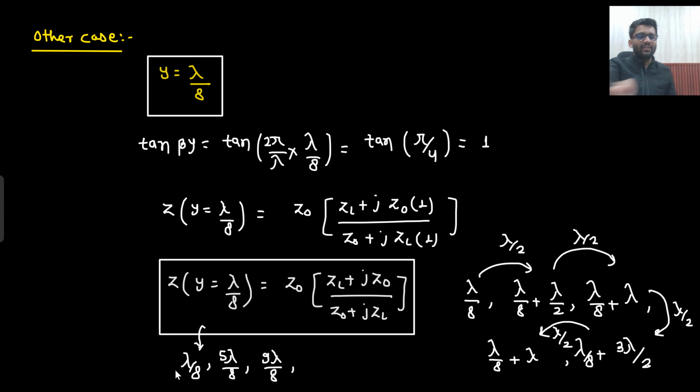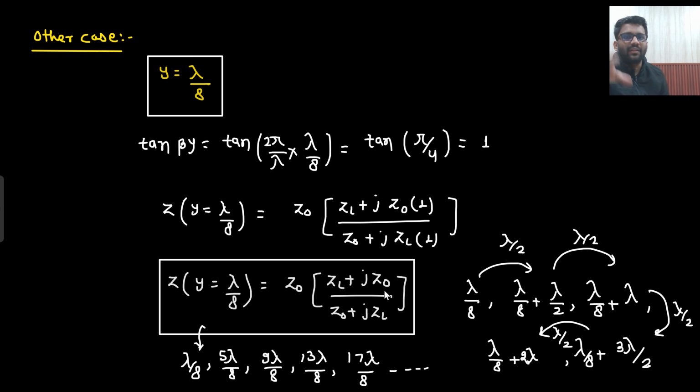Here you can do the calculation. So in that manner, it is applicable. I guess it will be increasing by 4 only. So it should be 13. Yeah, 13 lambda by 8. 17 lambda by 8. Here it should be 2 lambda because it is increasing by lambda by 2. So it is applicable for all these points: 5 lambda by 8, 9 lambda by 8, 13 lambda by 8, 17 lambda by 8. This formula is applicable for all these points.